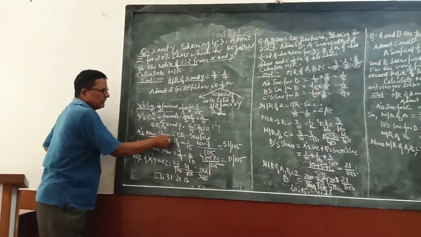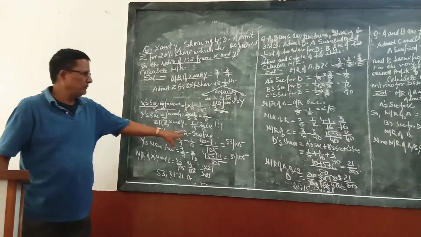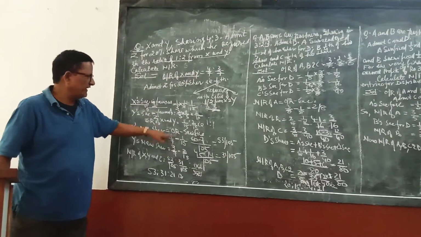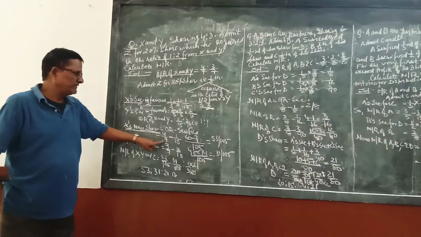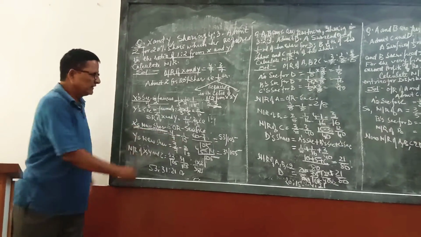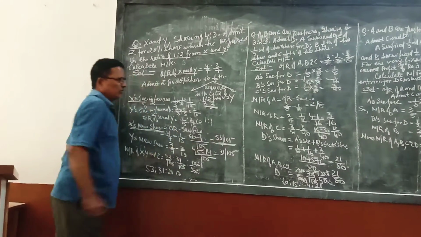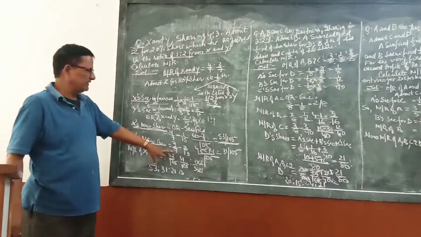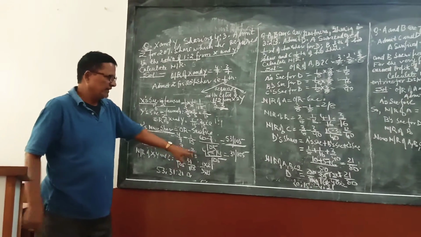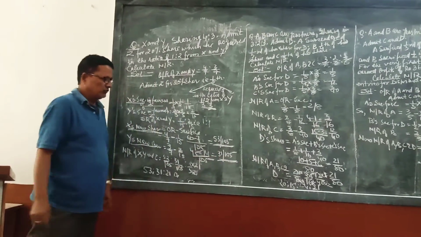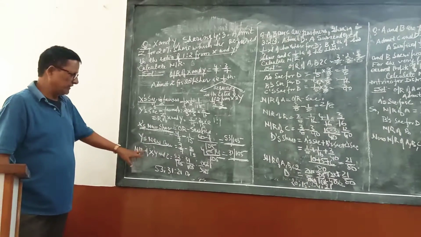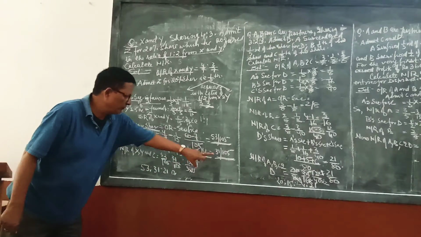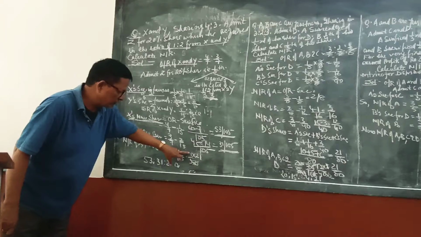Now X's new share is old ratio minus sacrifice. Old ratio of X is 4/7 and the sacrifice of X is 1/15. So 4/7 minus 1/15 will come to 53/105. Similarly, Y's new share, old ratio 3/7 minus sacrifice 2/15, will come to 31/105. So the new ratio of X, Y and Z will be 53/105, 31/105, and Z was 1/5.